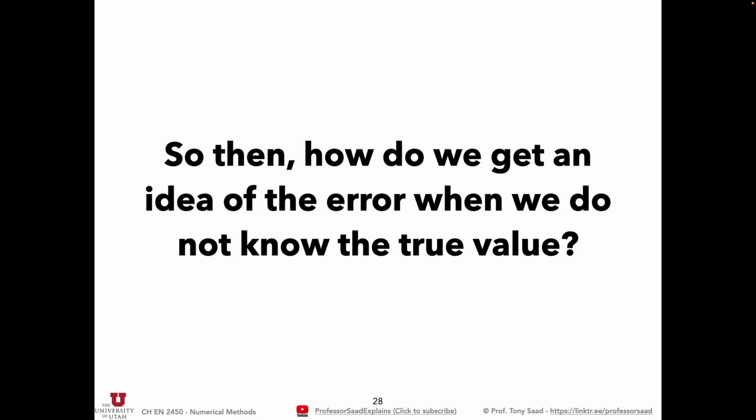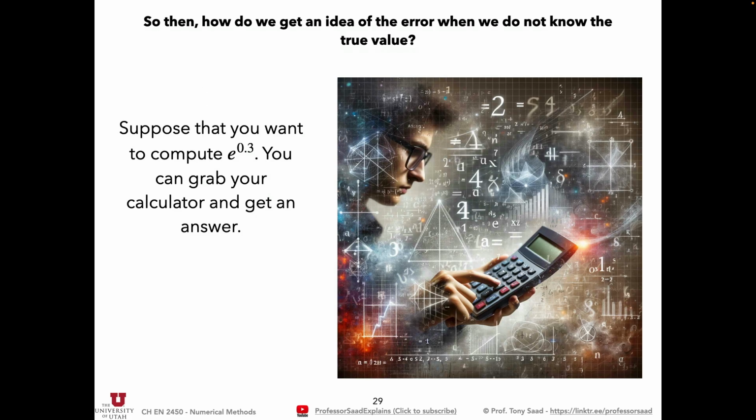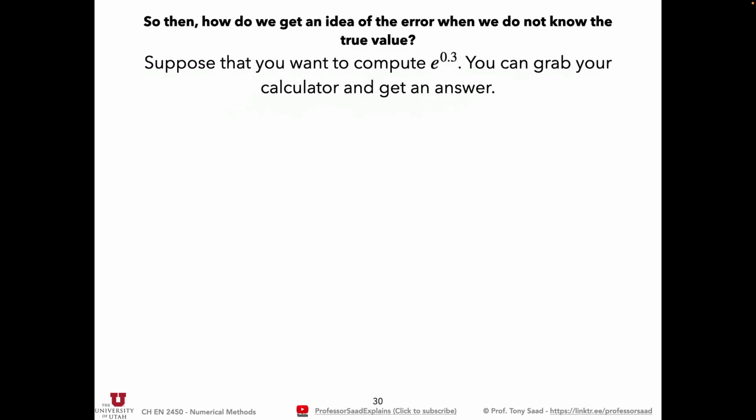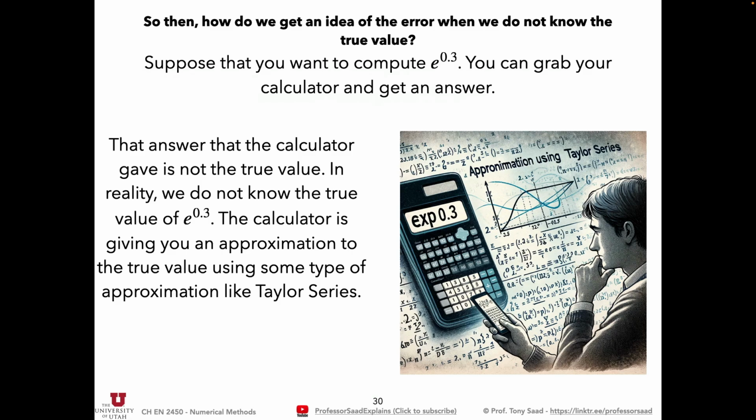Okay? So I'll take you on a little detour here, and suppose, with some beautifully generated GPT graphics, that you want to compute the exponential of 0.3, e to the 0.3. You can grab your calculator, and that calculator gives you a number, right? You put in e to the 0.3 and it gives you a number. That's good. However, that answer that the calculator gave is actually not the true value. Although we treat it as the true value, it is not the true value.